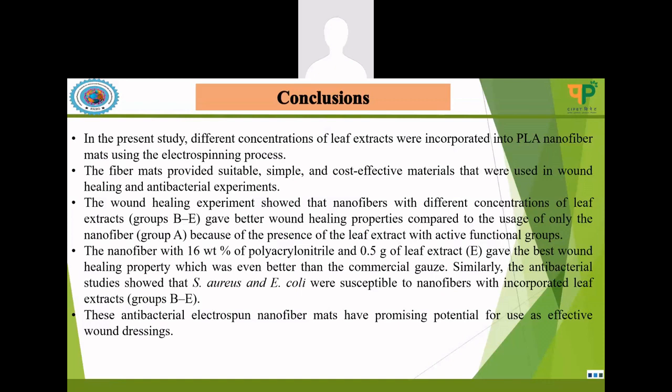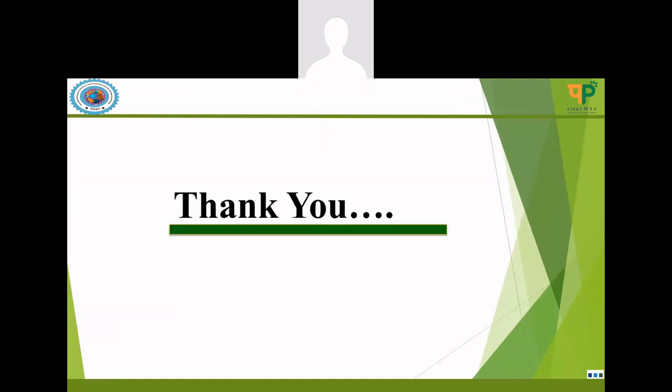The nanofiber with the use of polymer and the leaf extract gave the best wound healing property, which was even better than the commercial gauze. These antibacterial electrospun nanofiber mats have promising potential for use as effective wound dressing applications.